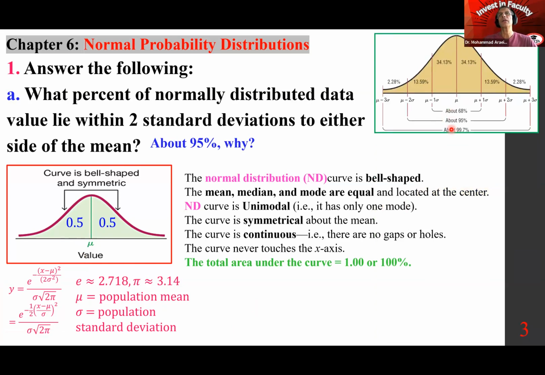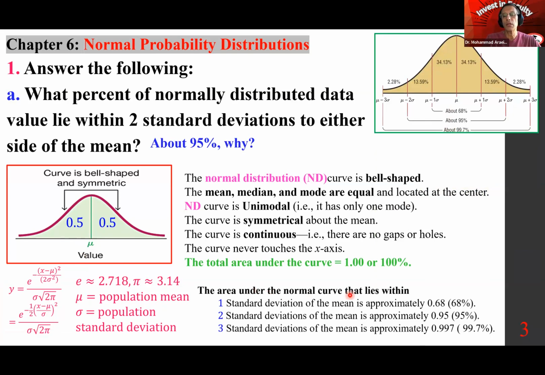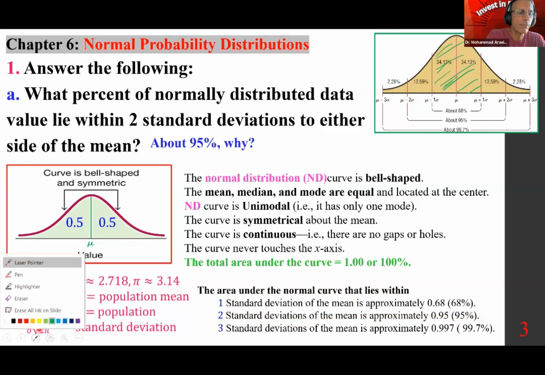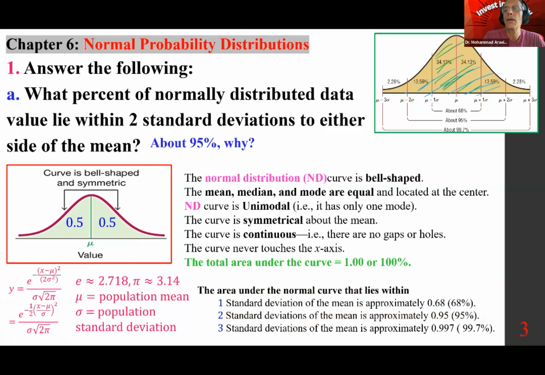This is the empirical rule that we have seen. The area under the normal curve that lies within 1 standard deviation of the mean is approximately 68%. Within 1 standard deviation, just for the sake of argument, means this part. The area under the normal curve that lies within 2 standard deviations of the mean is approximately 95%. So we add this part also, from mu minus 2 sigma all the way to mu plus 2 sigma. So for the second case, we are looking at the blue one.